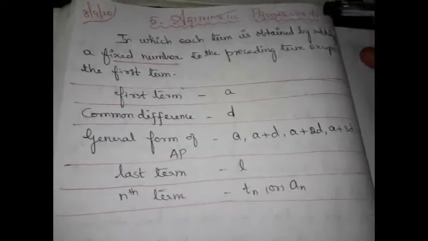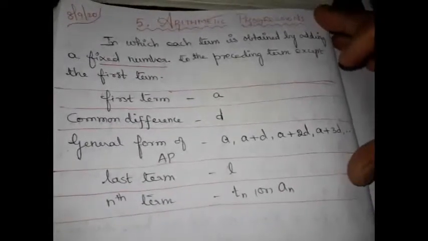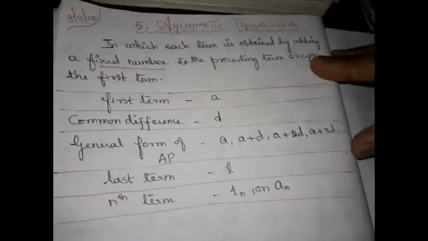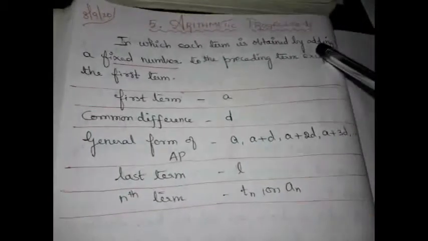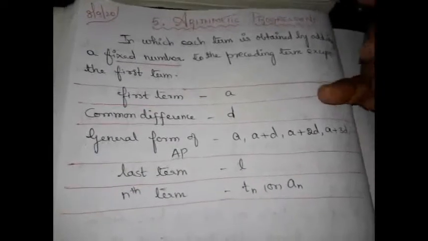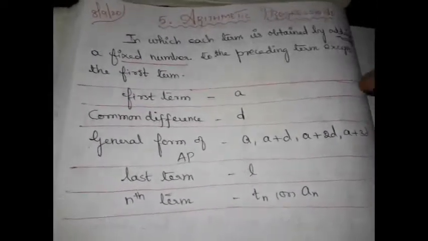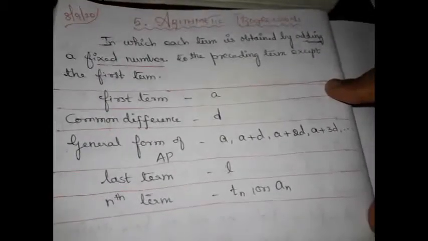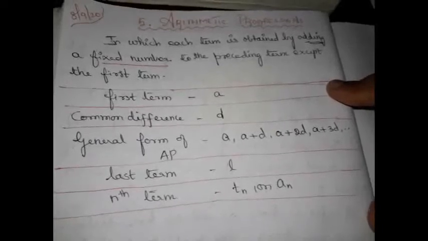So which sort of pattern are we going to call arithmetic progression here? A pattern in which each term is obtained by adding a fixed number to the preceding term, except for the first term, is called an arithmetic progression. In short form, we are going to call it AP.